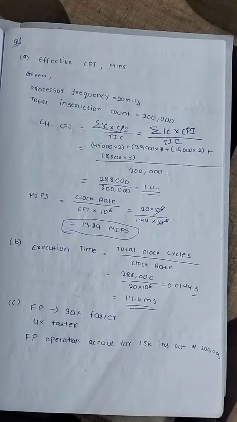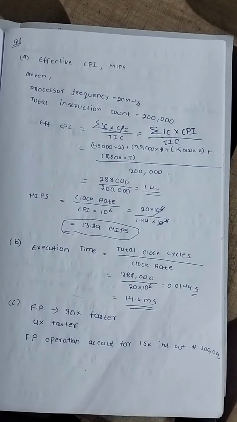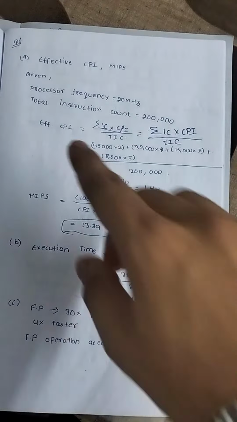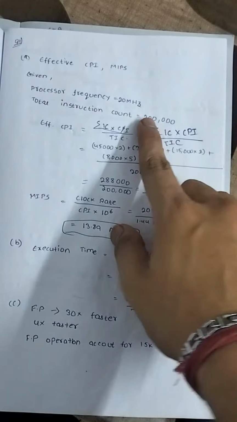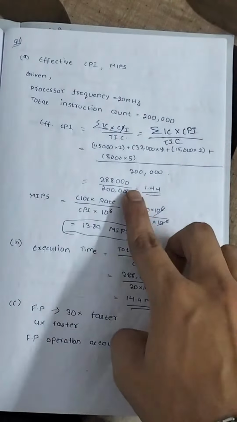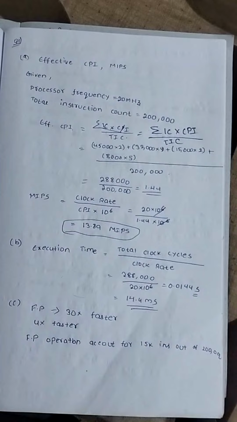Okay, now what we have to do? First you multiply the instruction count with cycles per instruction, but the total instruction count is already given at the start of the question, 200,000. So I have divided by that, and we get the average CPI. Any doubts in calculating average CPI?